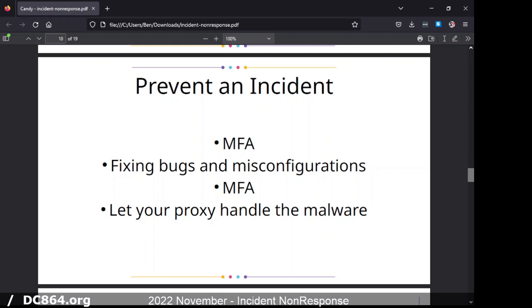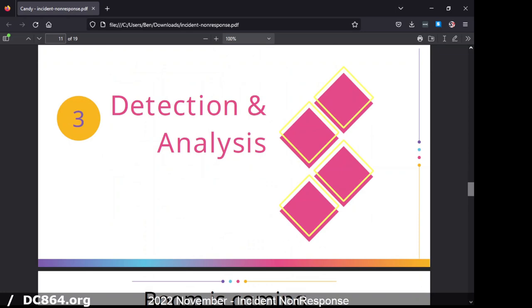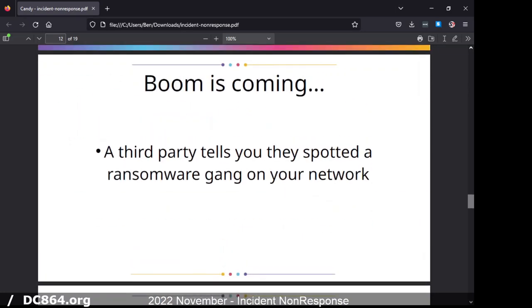And then also don't assume that your proxy is going to stop malware. That may or may not have been told to me. And the next day I wrote a simple C2 server that called out and pretty much said, give me a command. I just ran whoami and showed, hey, you can pull proxy information fairly easily and automate it and not ever have to intervene manually. So, yeah. Next, go into detection and analysis, and then the boom is coming.